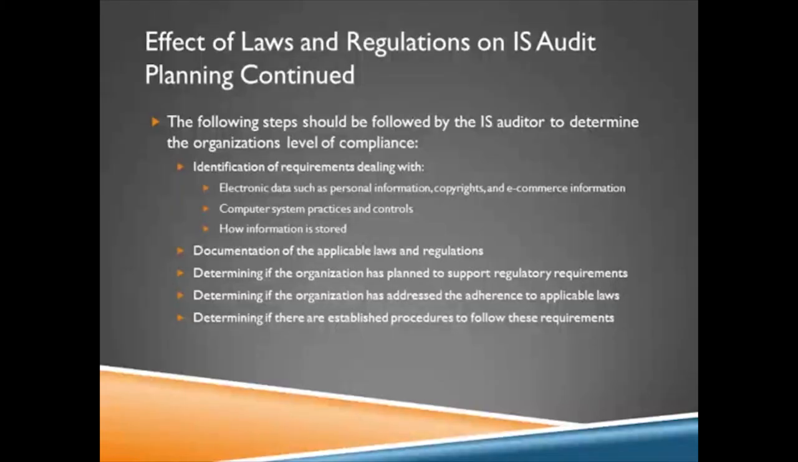Now, we can look at some steps that you should follow as the IS auditor to determine the organization's level of compliance. One of them is identification of requirements that are dealing with things like electronic data, like personal information, copyrights and e-commerce information, computer system practices and controls, and how they store information. You should also be looking at the documentation of the applicable laws and regulations, determining if the organization is planned to support those regulatory requirements. Make sure you know if the organization has addressed any adherence to the applicable laws, and if there are established procedures that they use to follow those requirements.